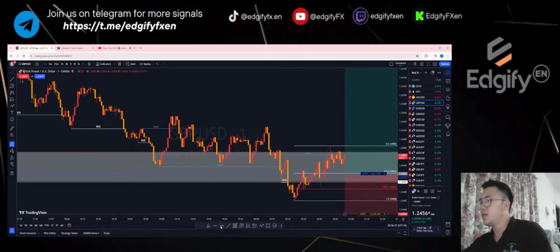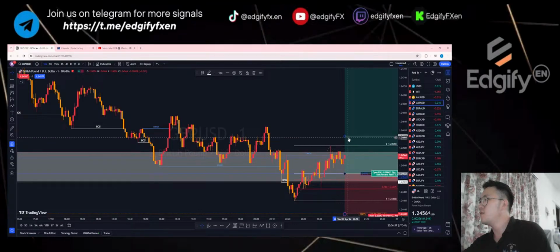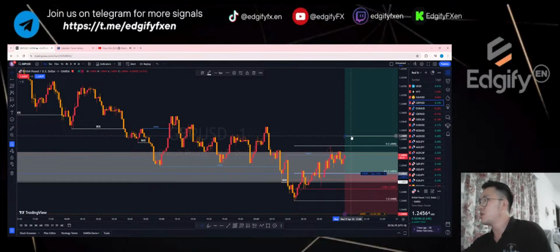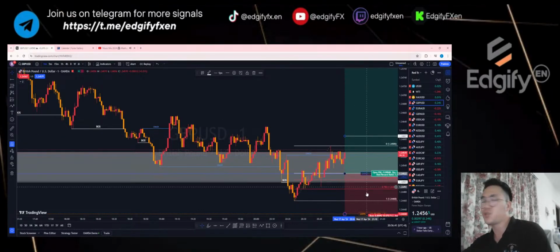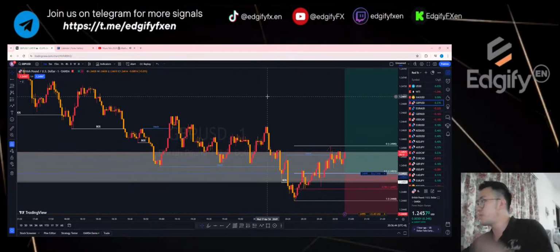So right now the current price is here, and for example, if I put a buy stop here, the market will move, and when it taps here, it will take my order and continue to move either upwards or downwards. So that's buy stop.